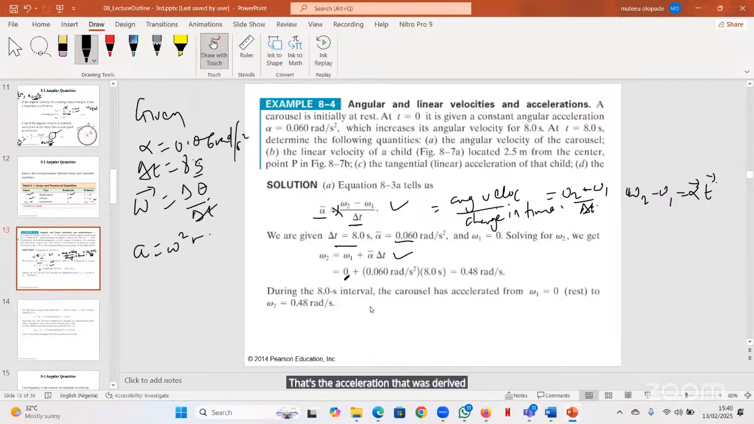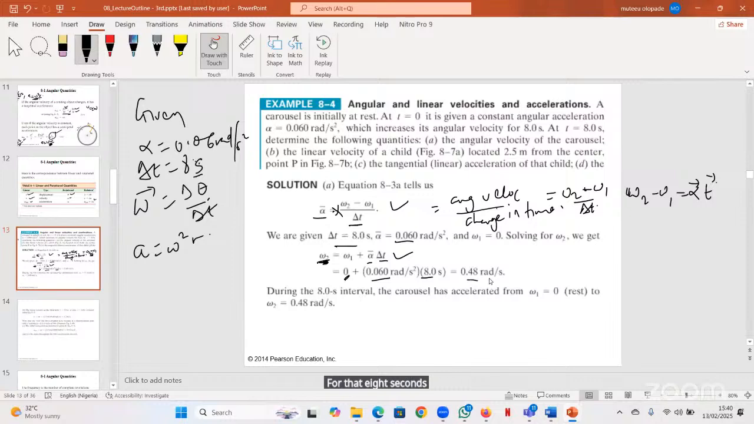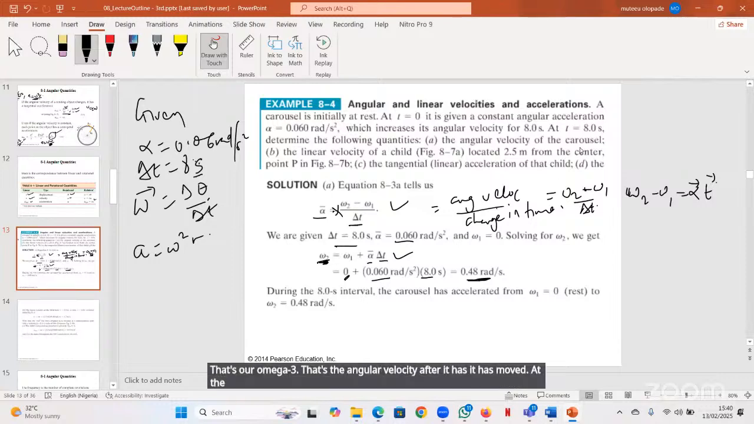So from there, we can substitute in the acceleration here, which is this, and the change in time, which is this. So we can have the omega 2 after it is in motion for that 8 seconds. So our omega 2 is this. That's our omega 2. That's the angular velocity of the carousel after it has moved. So this is what we have.